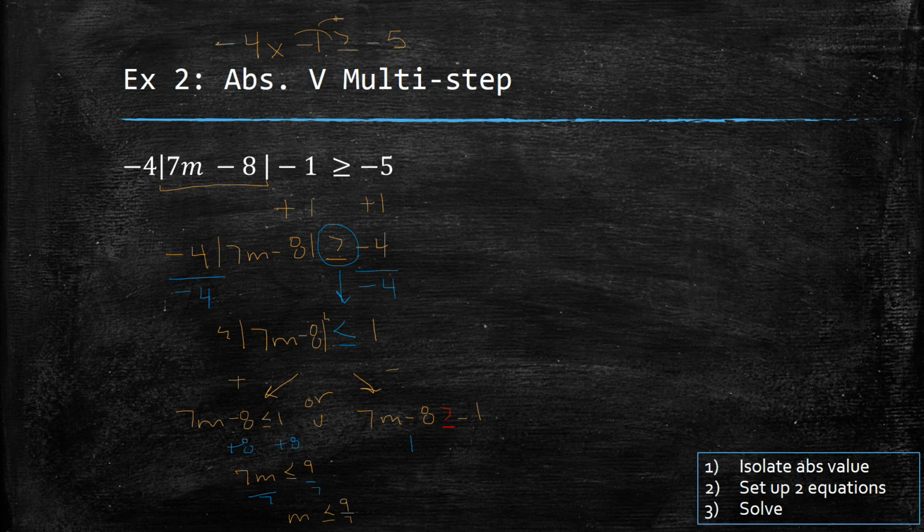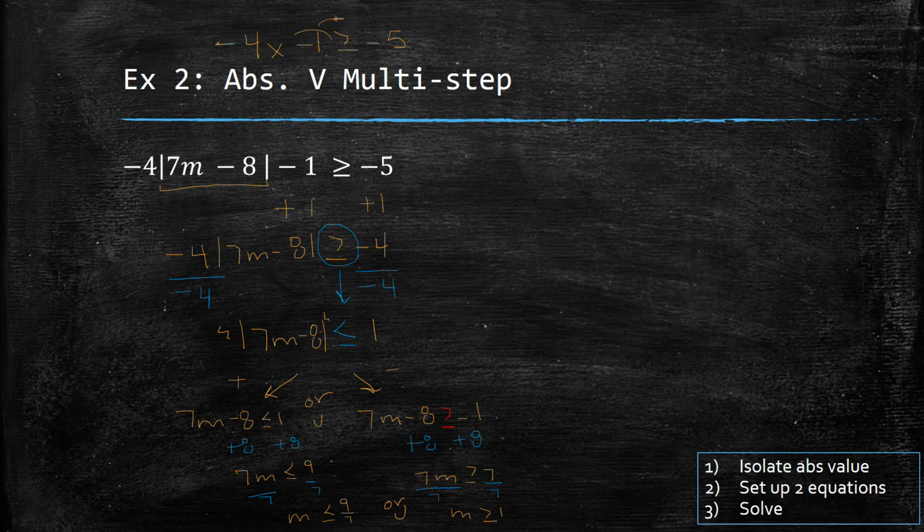If we solve the one over here on the right, plus 8, 7m is greater than or equal to 7. Divide by 7 on both sides. M is greater than or equal to positive 1. Okay, so these are joined by the intersection.